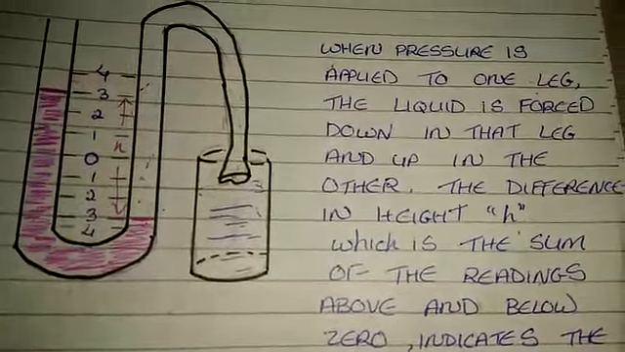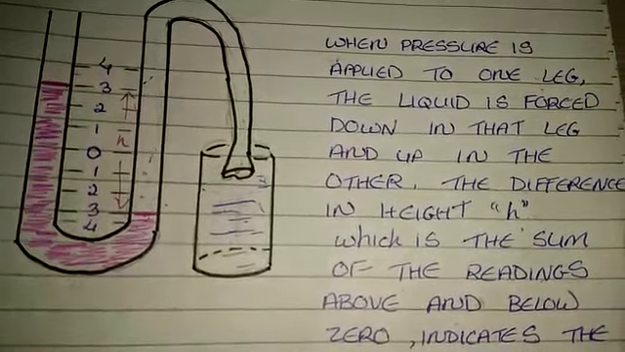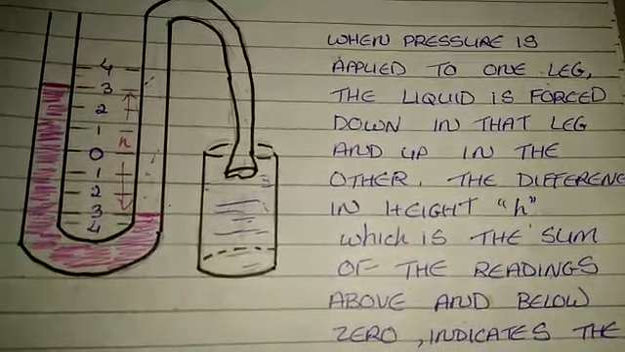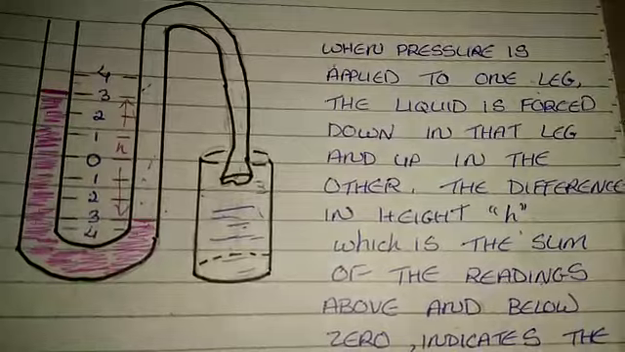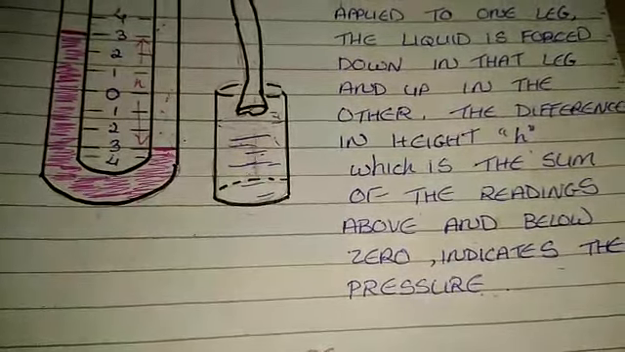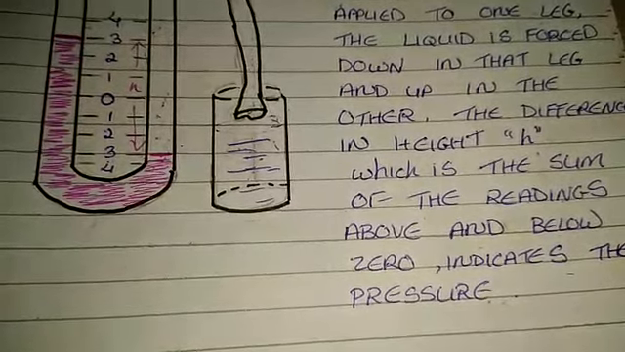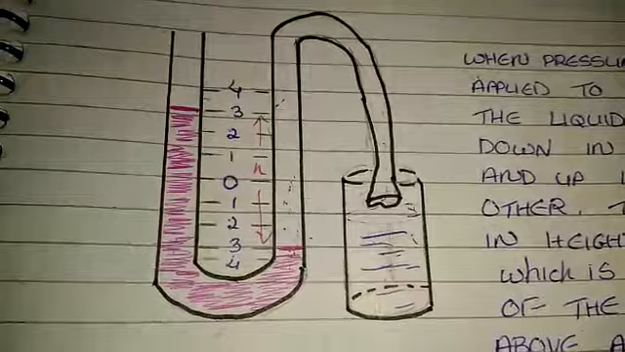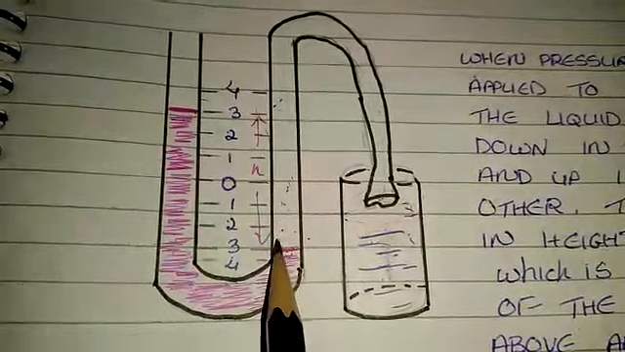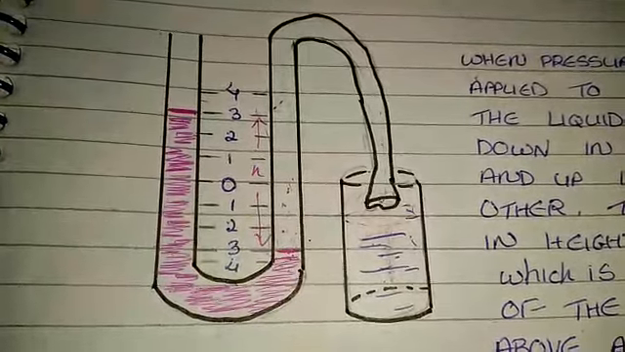So when pressure is applied to one leg, the liquid is forced down in that leg and up in the other. The difference in height h, which is the sum of the readings above and below 0, indicates the pressure. So you can see this is the height h and this will indicate the pressure.